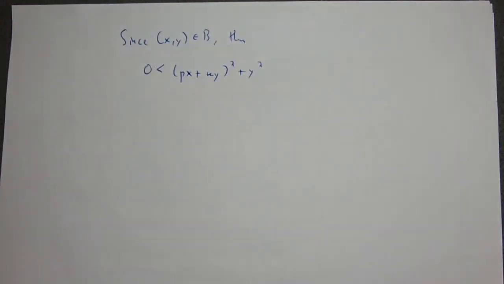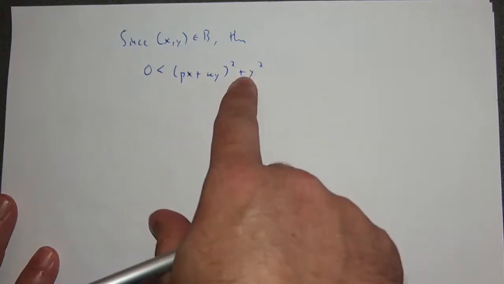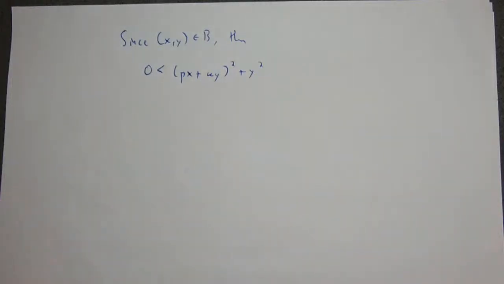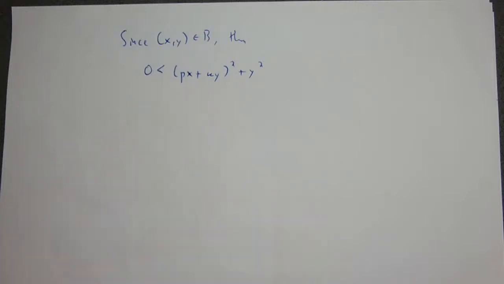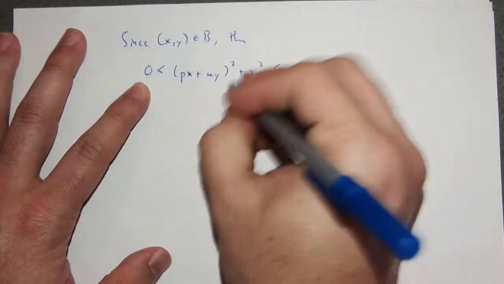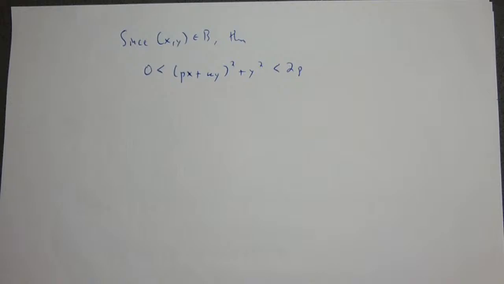Why is that? Well, if this thing was equal to 0, then these two terms have to be 0, so y is 0. But if y is 0, then x is going to have to be 0. So they would both have to be 0, but we said that wasn't allowed by Minkowski's theorem. We're guaranteed that this is non-trivial, so both x and y can't be 0 here. So this is definitely strictly greater than 0, so it's positive. And because it's in B, by definition, it satisfies the inequality that defines B, so it's strictly less than 2p. So I have something here that is strictly between 0 and 2p.